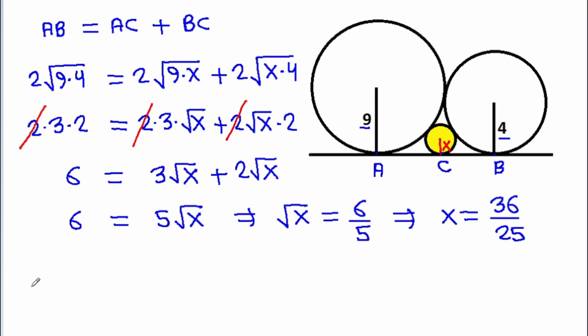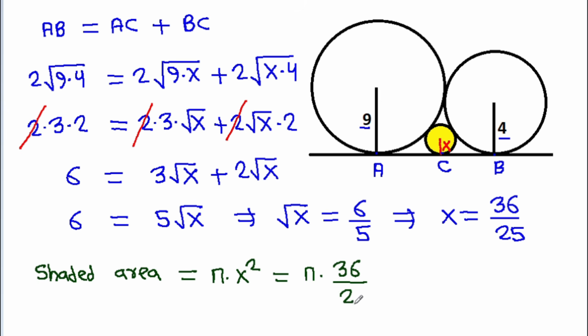Now, shaded area is pi times x squared, that will be pi times (36 over 25) squared, and it will be 1296 over 625 pi.